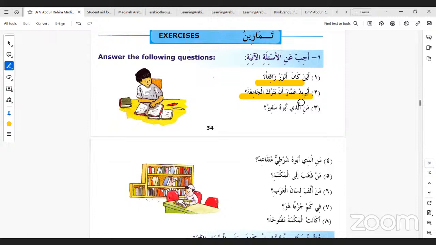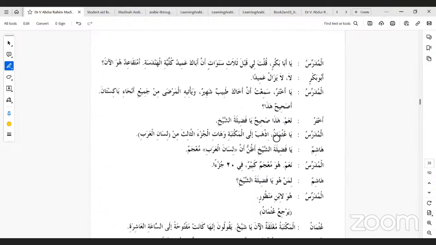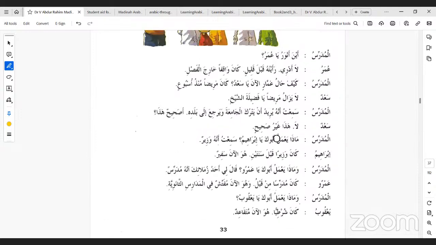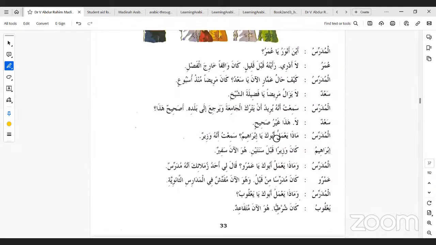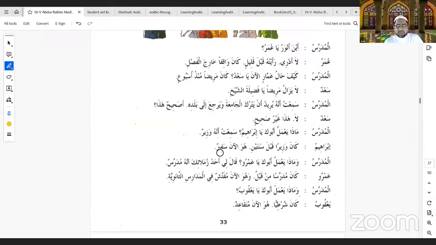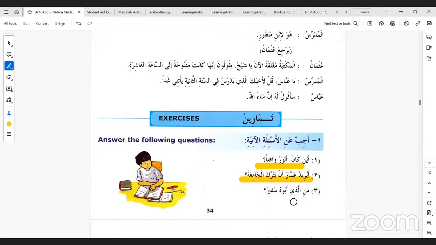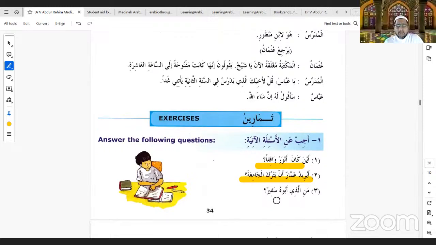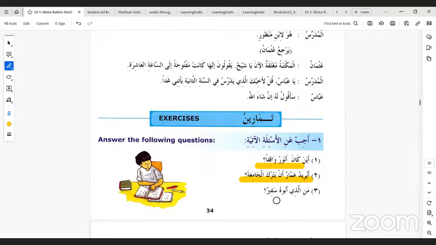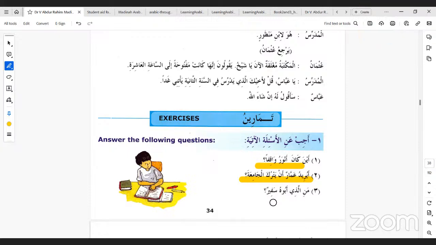Whose father is the ambassador? Safir is an ambassador. Maniladi Abuhu Safirun. Whose father was an ambassador? Abu Ibrahima Safirun. Ibrahim's father. Maniladi Abuhu Safir. Whose father is a minister? Abu Ibrahim Safirun. Abu Ibrahima Safirun.